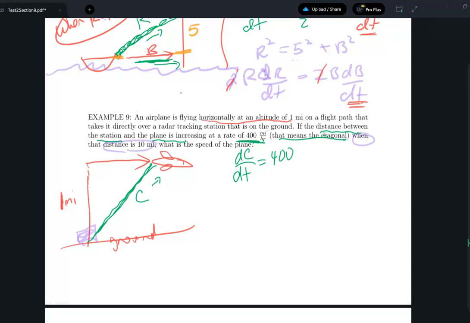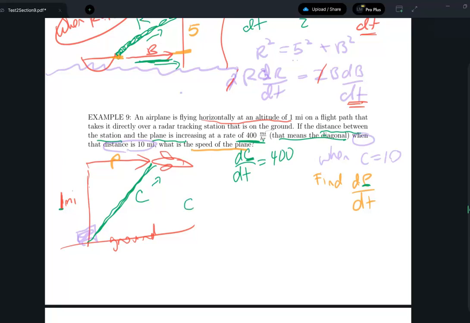When that distance is 10, so when c equals 10, what are they asking me to find? What is the speed of the plane? How fast is the plane moving? Well, this is the path of the plane. So I'm going to label that P, and what they're asking me to find is dP over dt. All right, looking for an equation that has P and C and my fixed number of 1.